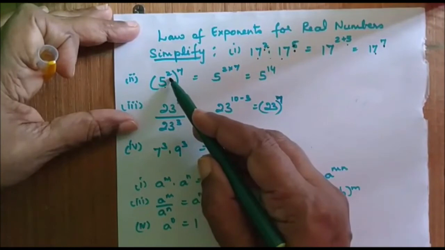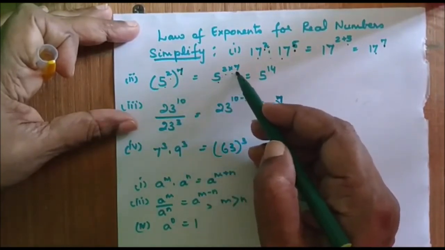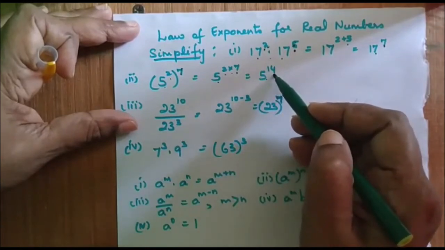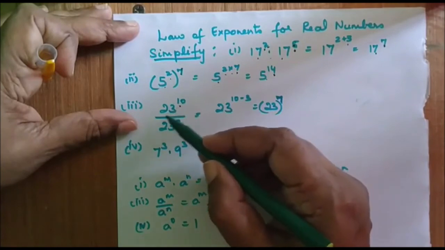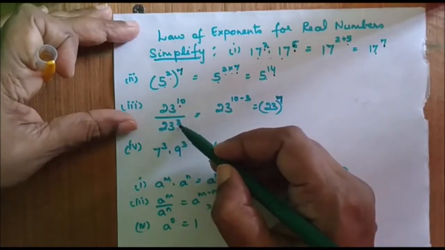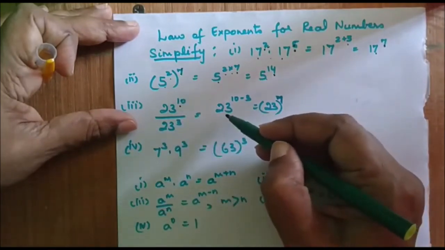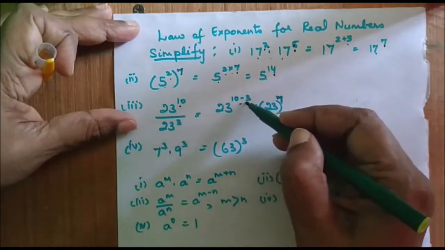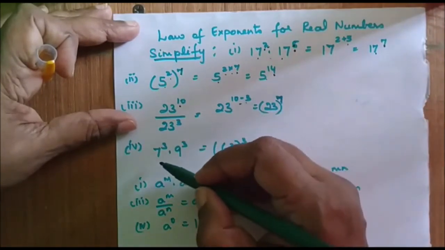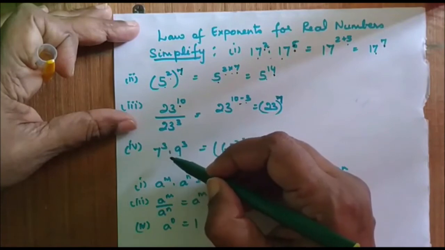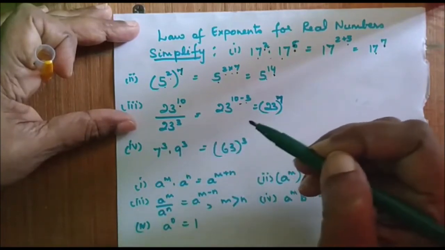Similarly, 5 squared the whole to the power 7 means 5 to the power 2 into 7, which is nothing but 5 to the power 14. Similarly, 23 to the power 10 divided by 23 to the power 3. What do we do? We will subtract the exponents. So it is 23 to the power 10 minus 3, which is nothing but 23 to the power 7. Similarly, 7 to the power 3 into 9 to the power 3 is nothing but 63 to the power 3.